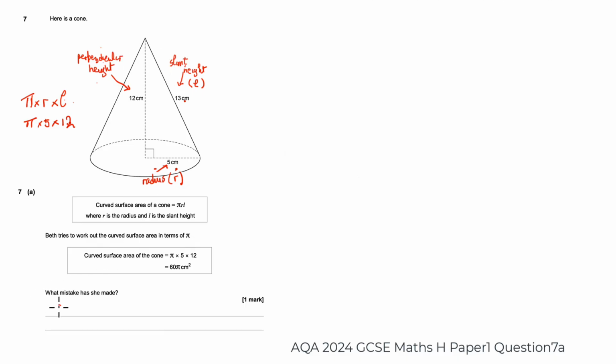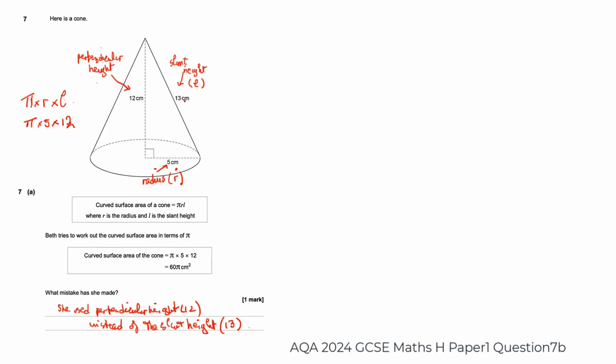So we'd have to say that she used the perpendicular height, and that's 12, instead of the slant height of 13. So she did make a mistake. Let's have a look at part B.